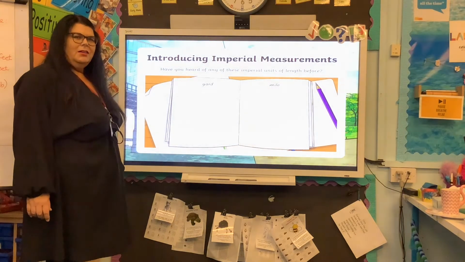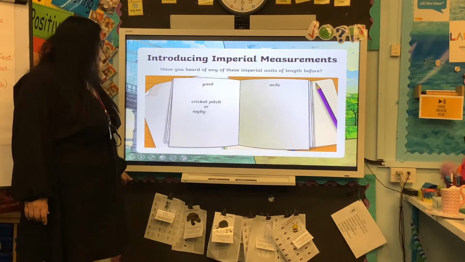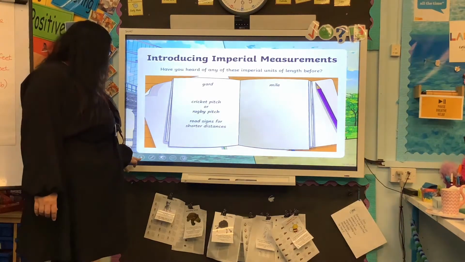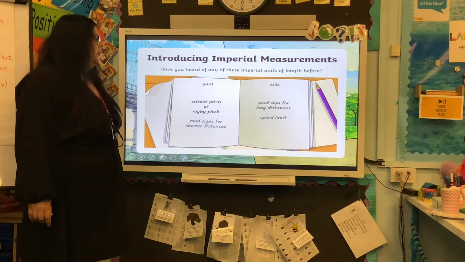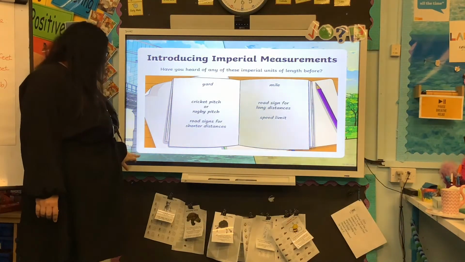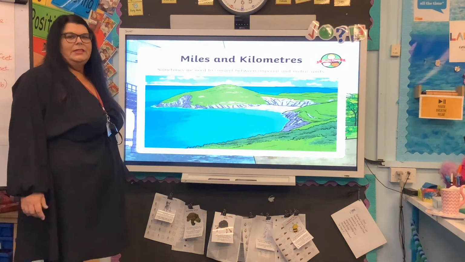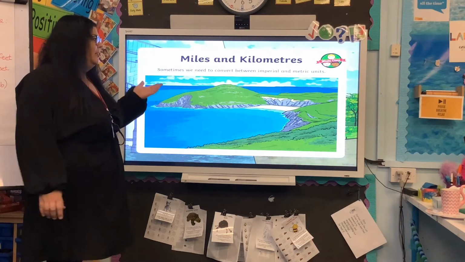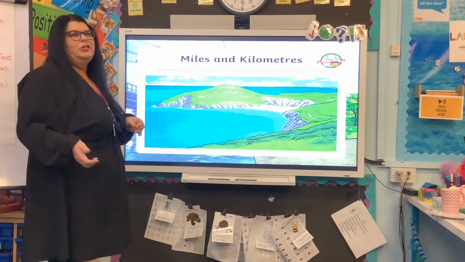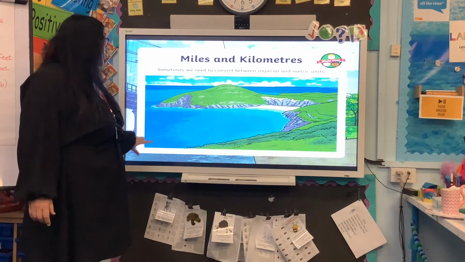Then you've got yards and miles. These ones, yards, you may not have heard of. Things like cricket pitches and rugby pitches are measured in yards, or road signs. And then miles you probably have heard of. For a road, often on the road signs you can see them, and there's a speed limit which is normally in miles. So sometimes we need to convert between those two things, between imperial and metric. If we get a recipe and it says 2 pounds, you might think, well, my scales are only in kilograms, how do I convert them?